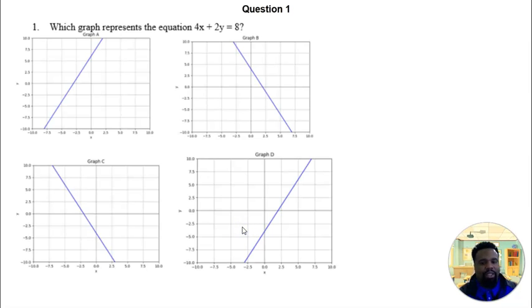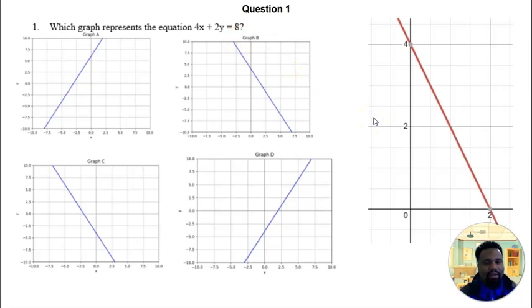Let's look at this first question here. It says, what graph represents the equation 4x plus 2y equals 8? You can do this a number of ways. We've been familiar with using our Desmos technology at this point. If we put this equation in our Desmos calculator, this is what the graph looks like. Notice you have your x-intercept at (2, 0) and your y-intercept at (0, 4).